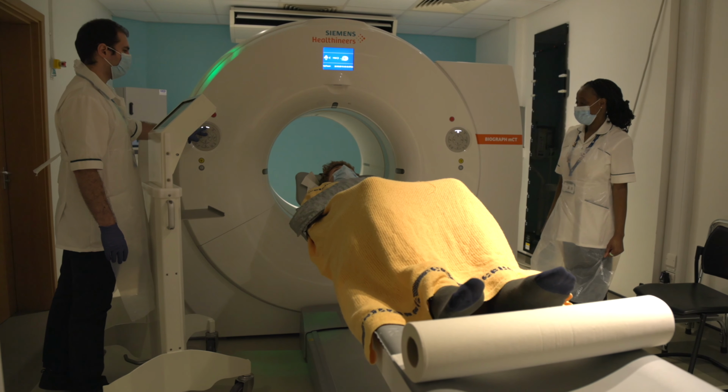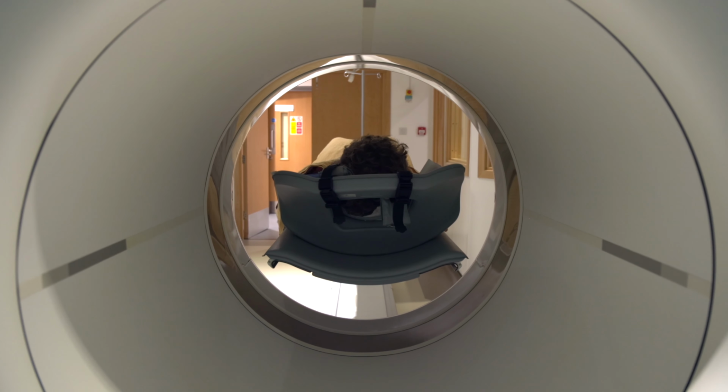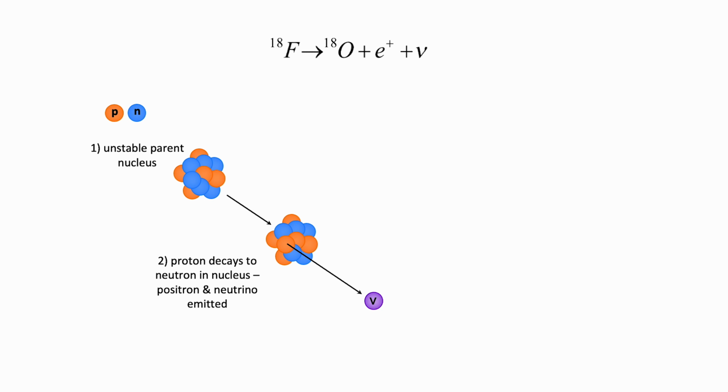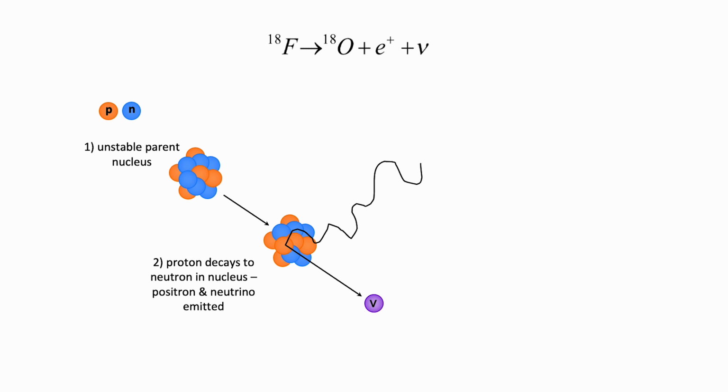Inside the body, the radioactive fluorine atoms will be undergoing decay. The fluorine will be turning into oxygen by creating a particle called a positron. This is the antimatter version of an electron and is a type of beta radiation. These positrons won't travel very far before they will annihilate by combining with an electron.